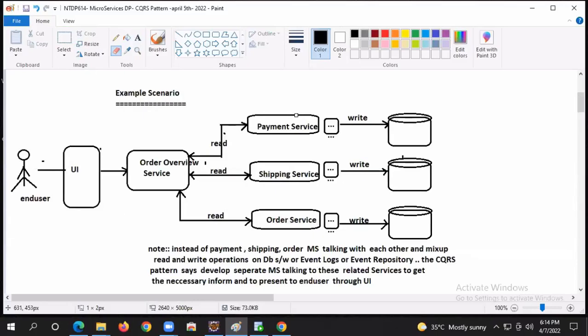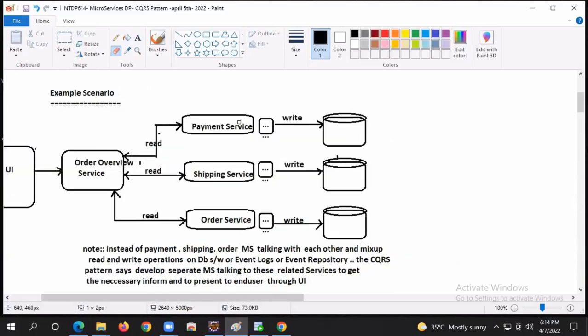Okay. Listen, instead of making microservices talk with each other internally, you design dedicated microservices doing dedicated write or read operations on their individual database software. But if you want to summarize the data, read and present some data to the end user, put a separate microservice talking to those microservices. Because of that, there is a possibility of separating read and write operations.